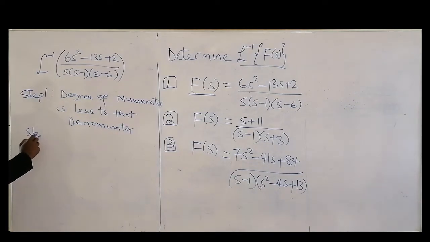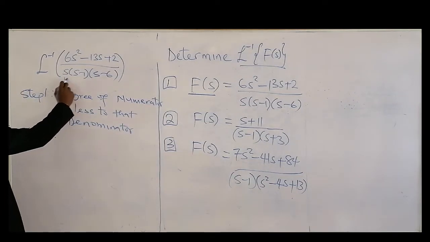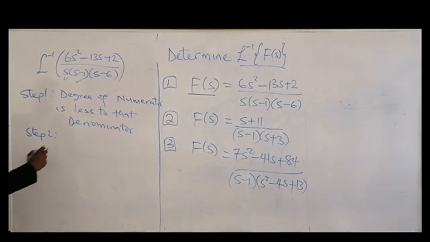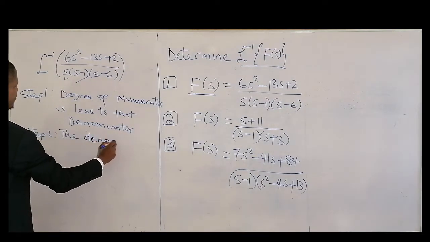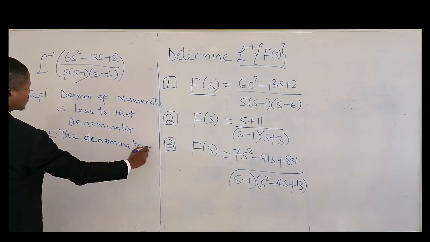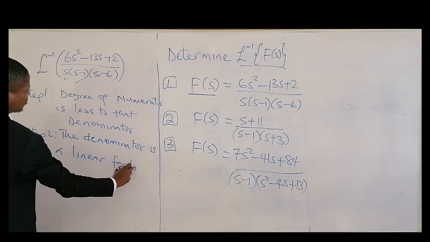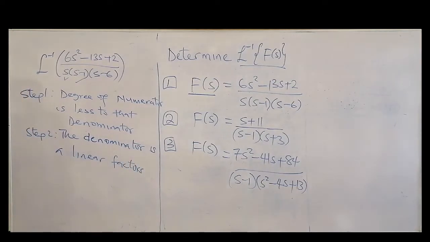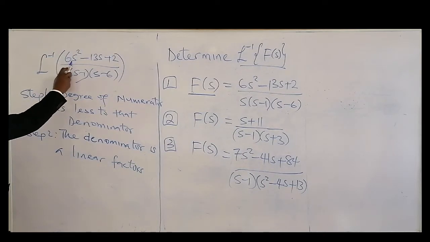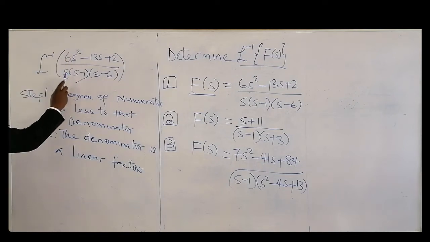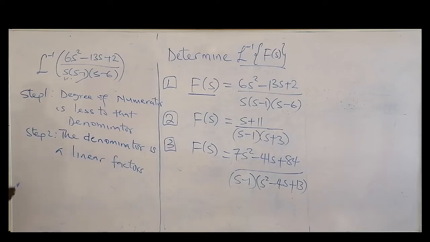Okay. Step 2. The denominator is a linear factor. The denominator is made up of linear factors. Since the degree of the numerator is less than that of the denominator, the numerator is of power 2 and the degree of the denominator is 3. So in that case, what we do is take that expression.